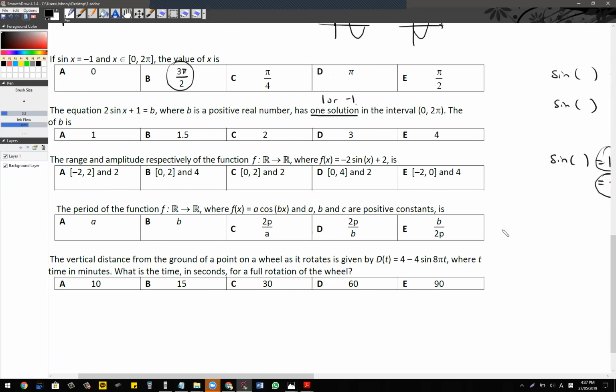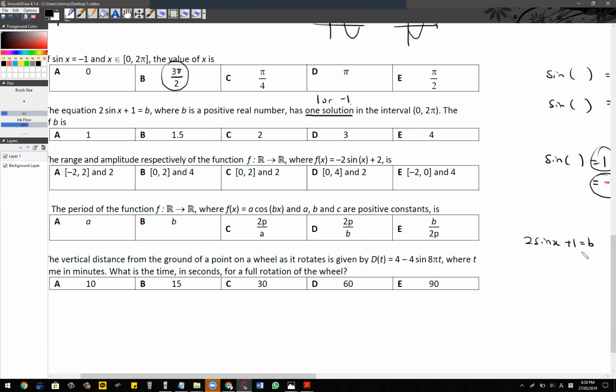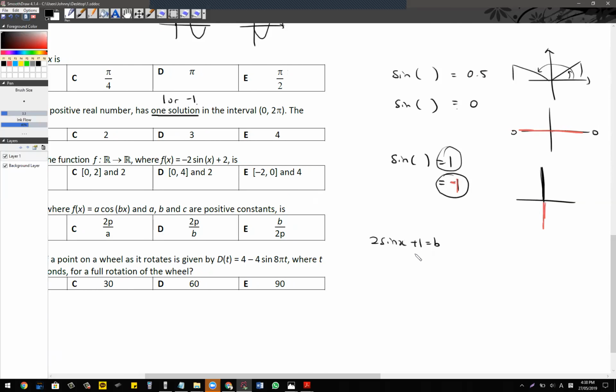So this one is a little bit tricky. It says 2 sine of x plus 1 equals b, and this has one answer. There's only one answer for x. That means you have 2 sine of x equals b minus 1. Sine of x is (b minus 1) on 2. This has got to be either +1 or -1, right?